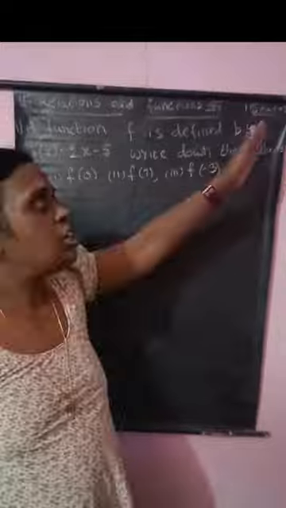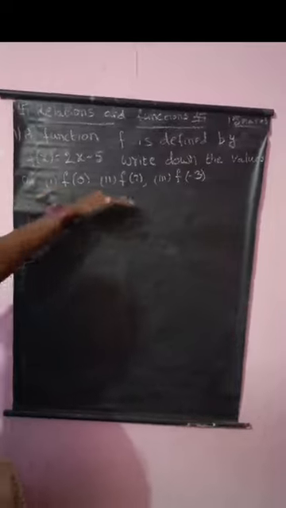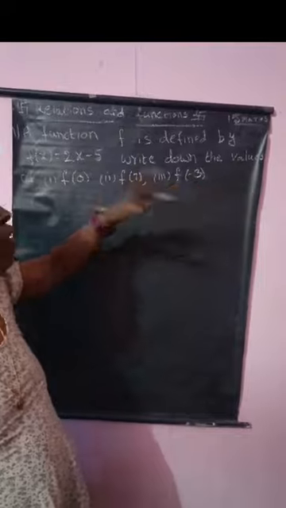Viewers, in this class we will learn about the relations and functions topic. In IPA generation, this topic carries 15 marks. In this we will learn about the 2 marks important problem. A function f is defined by f of x equal to 2x minus 5. Write down the values of f of 0, f of 7 and f of minus 3. Here we have to prove three conditions.